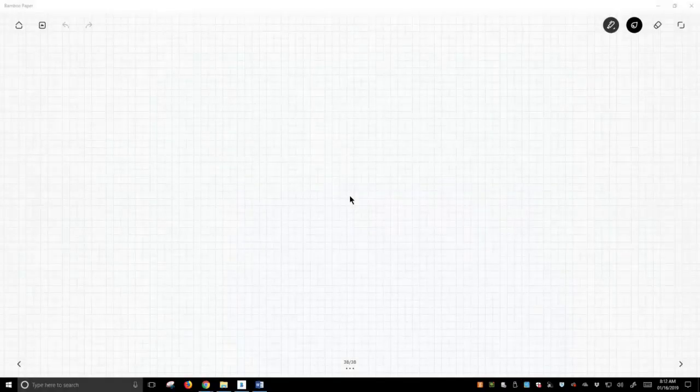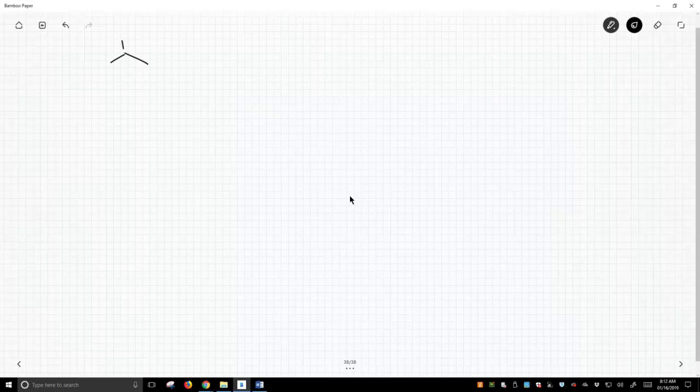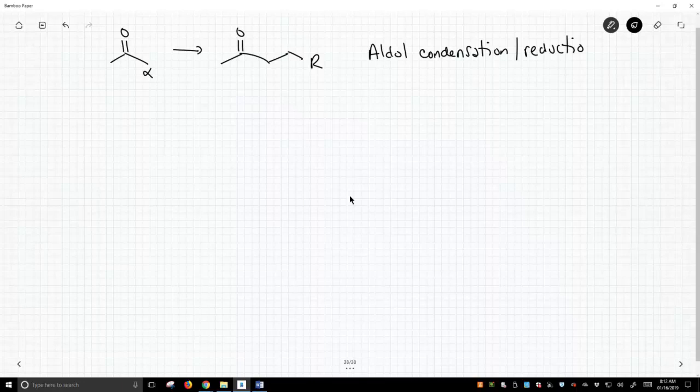So if you don't have LDA, how else could you accomplish this type of reaction, this alkylation transformation at the alpha carbon? Well, one of the oldest methods is with the aldol condensation. So the aldol condensation and reduction. Okay, how does this work?